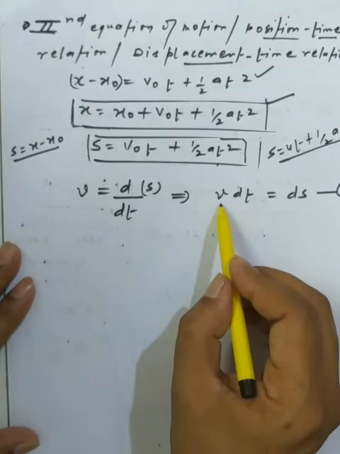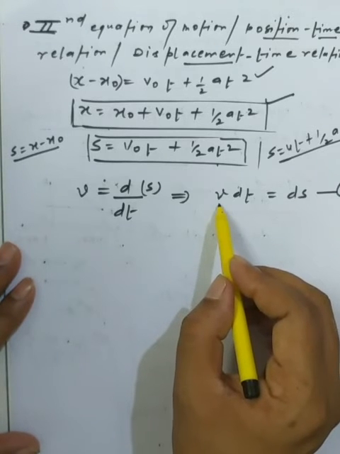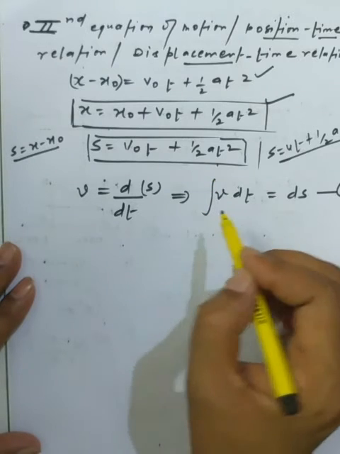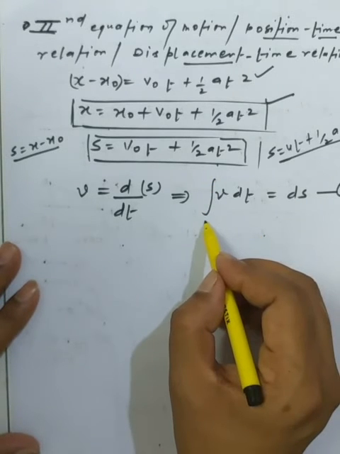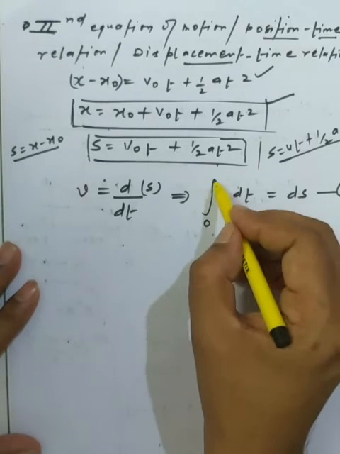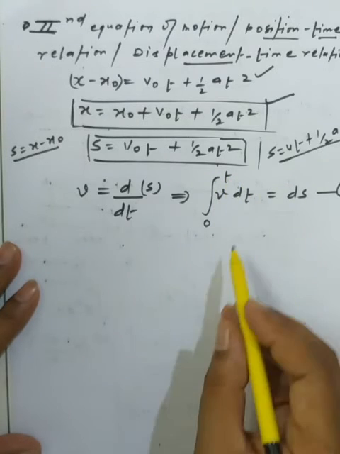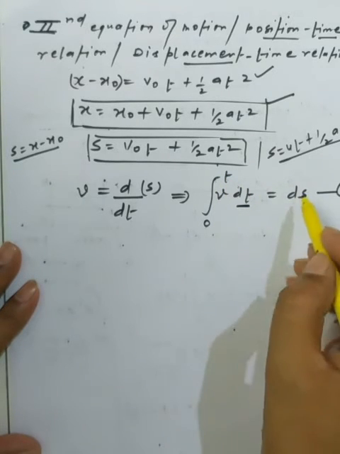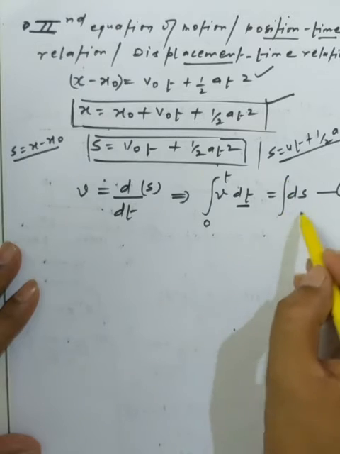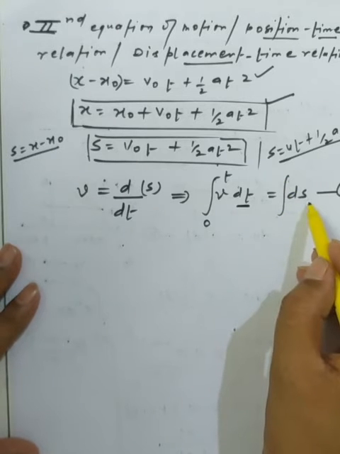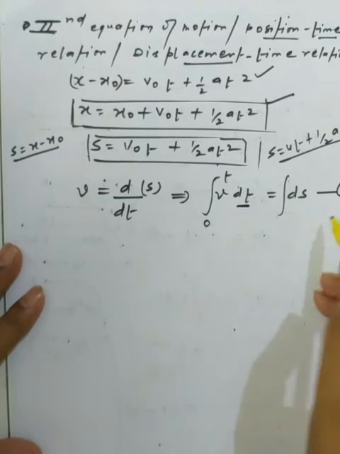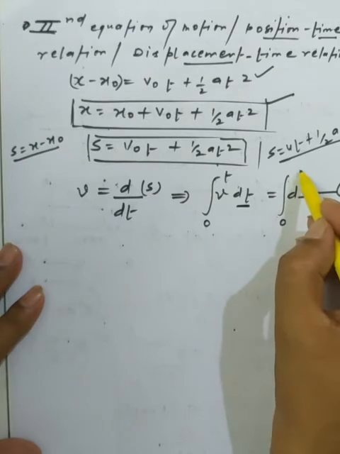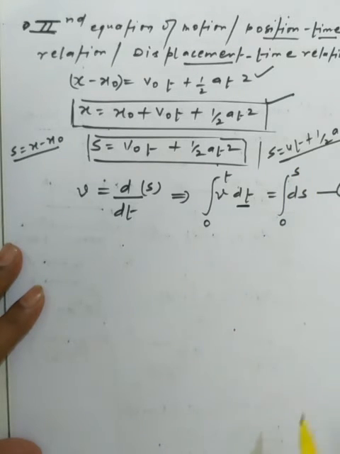Now we will put the meaning of v here and apply the proper limits. I am applying the limits because the time interval, in graphical notation, is 0 to t, and we have to operate the integral with respect to time. Now here we have the integral with respect to displacement. Initially the displacement is 0, and the final displacement, suppose, is s.